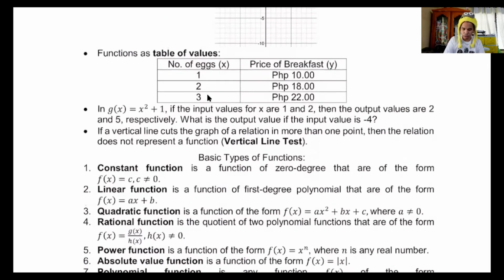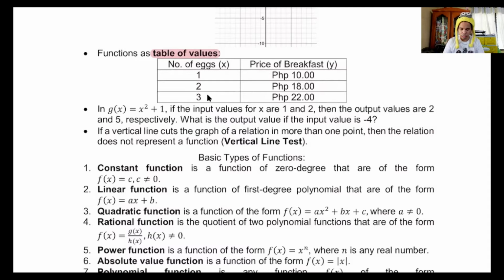Next, function as a table of values. So as always, there is an x and there is a y. So in the function g of x equals x squared plus 1, if the input values for x are 1 and 2, then the output values are 2 and 5. So how is this done? You just substitute. As simple as that.